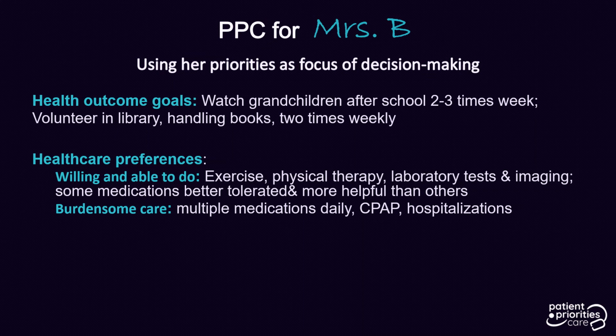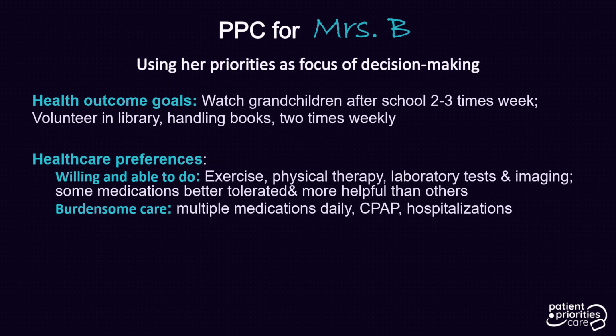You can begin to see how these health outcome goals can inform your medical thinking and decisions. The interplay among a number of her chronic conditions are likely affecting her ability to achieve these goals. To be active with her grandchildren 2 to 3 times a week, she needs several hours without getting short of breath or fatigued. To work in the library, she needs to be able to hold books without having pain and have enough endurance to walk around and reshelve the books.